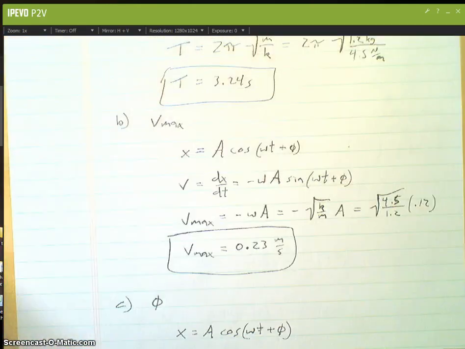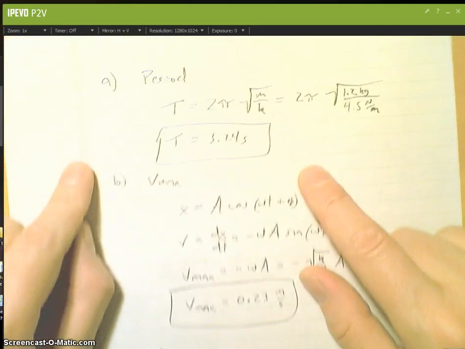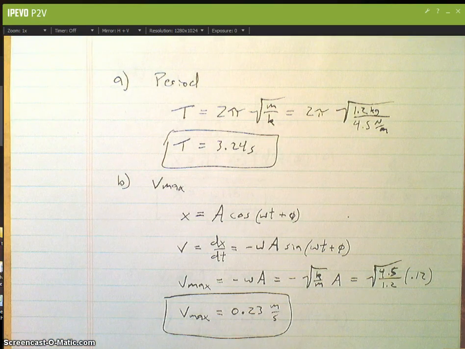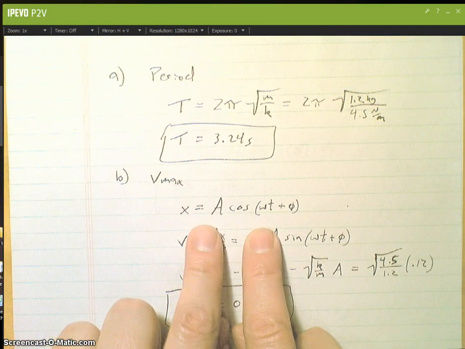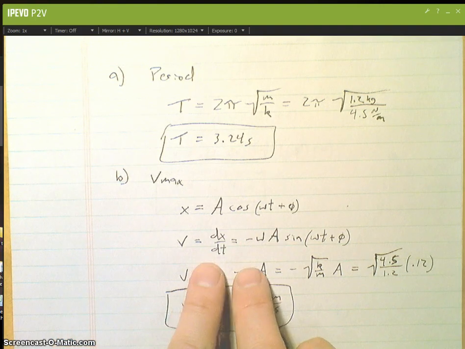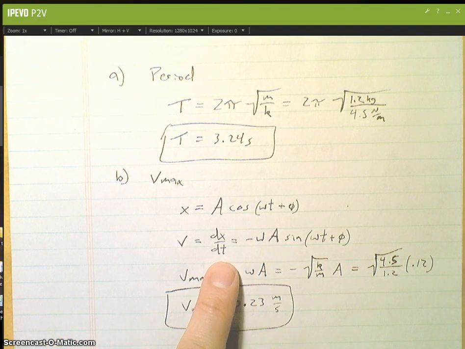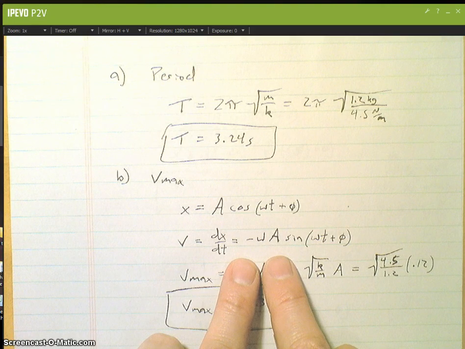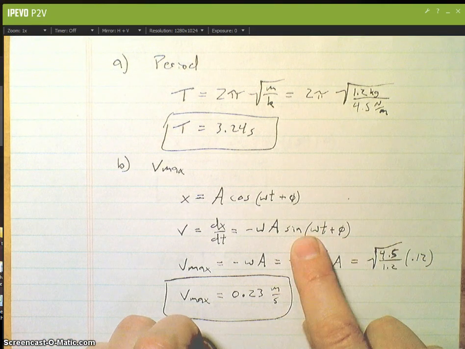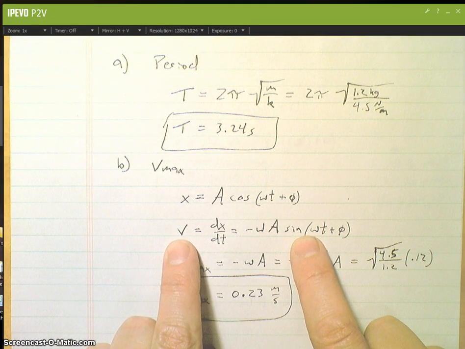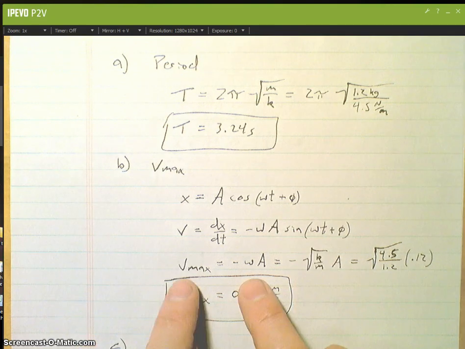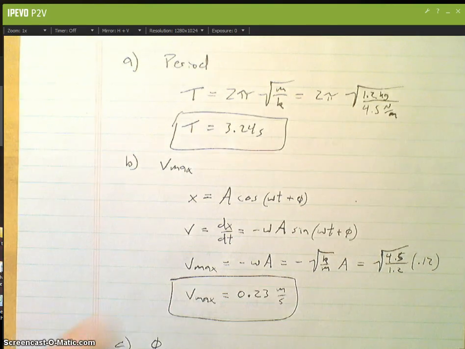So, real quick, period, pretty straightforward. We have the values, 3.24 seconds. For v max, we're going to start with our solution, A cos(omega t plus phi). Take the derivative, and we get that. And the only time you are going to maximize v is when sine, the biggest sine ever gets, is 1 or minus 1. So basically v max is equal to minus omega A.